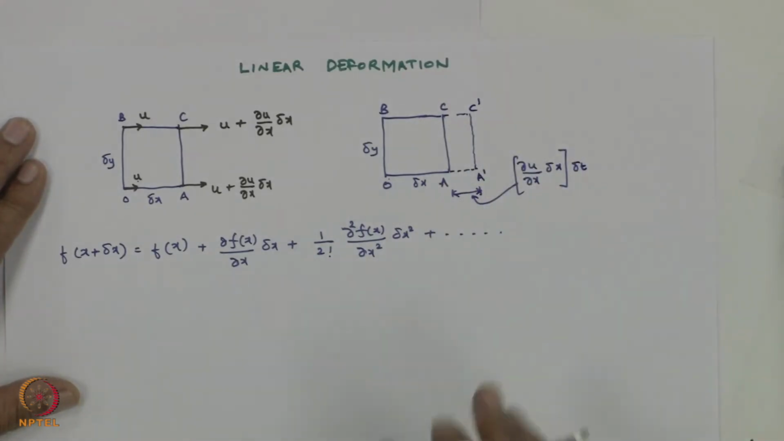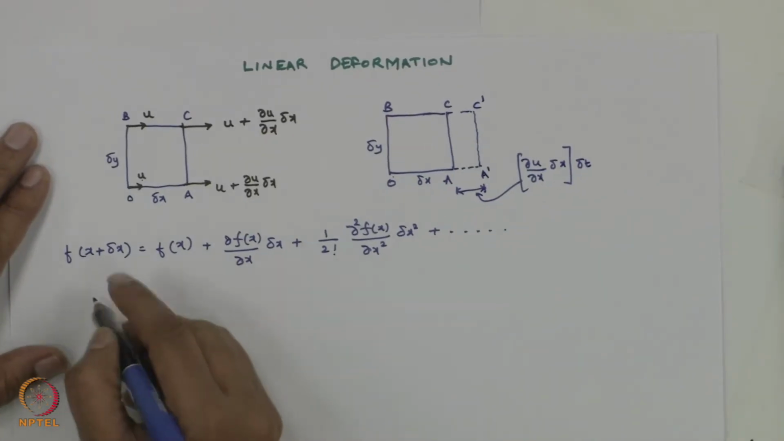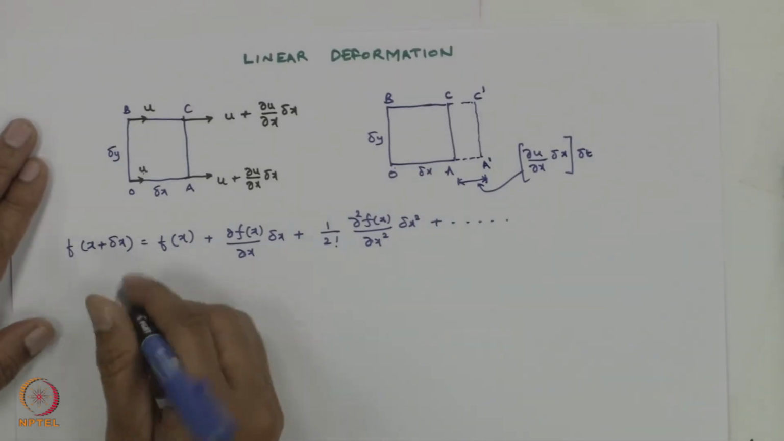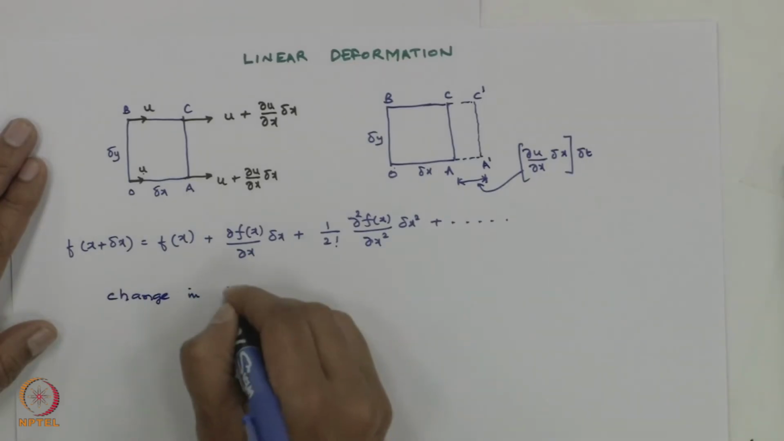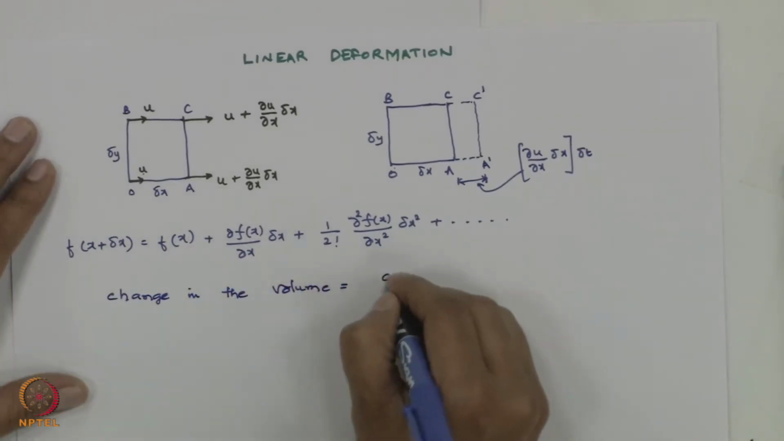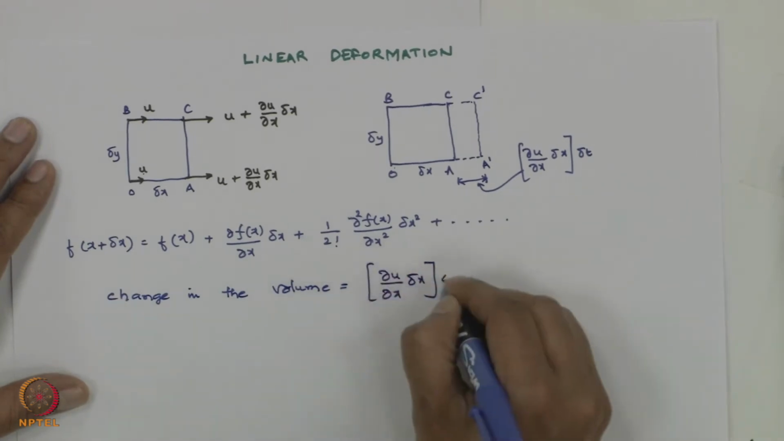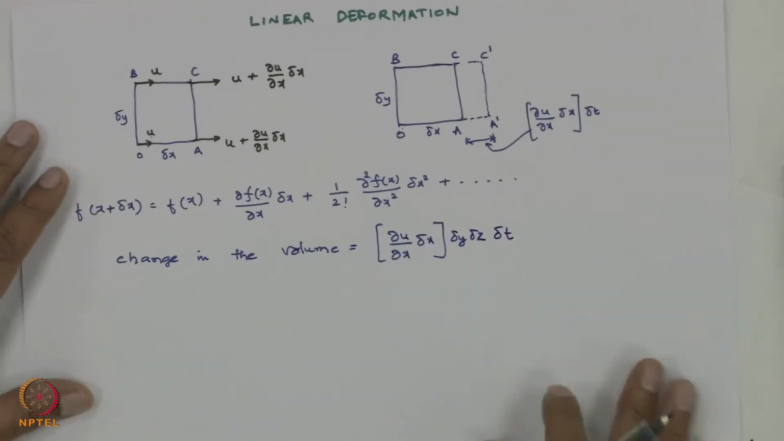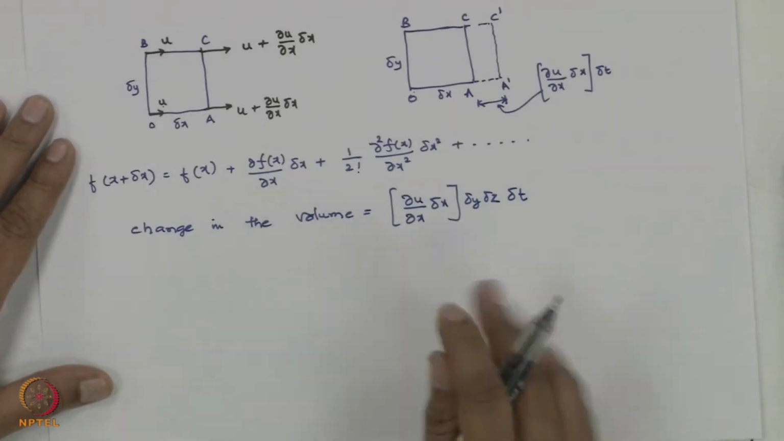So, now what has happened? The stretching of the volume element, the change in the volume of the fluid element, has become equal to del u by del x into delta x, delta y, delta z into delta t. Okay. Similarly, let me just simplify, let us say it stretches only in the x direction.